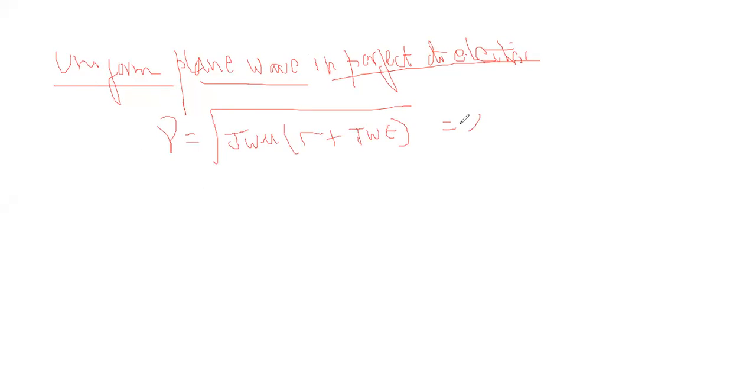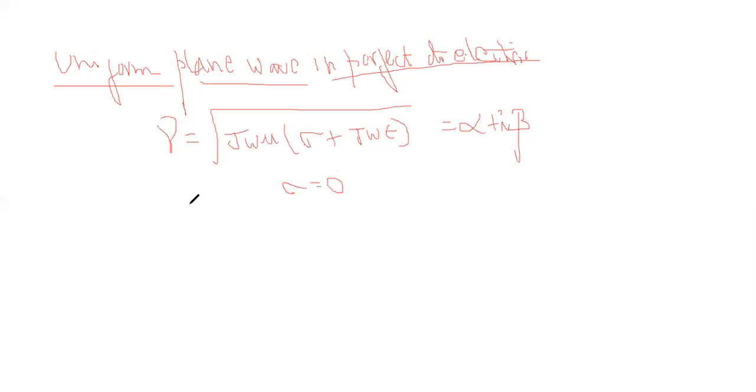It is equal to alpha plus j beta. So we are saying it is a perfect dielectric. Perfect dielectric means the conductivity is 0. Sigma is 0. It's a perfect dielectric, so conductivity is 0.